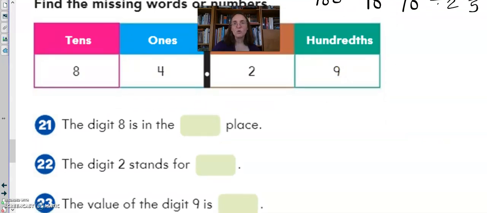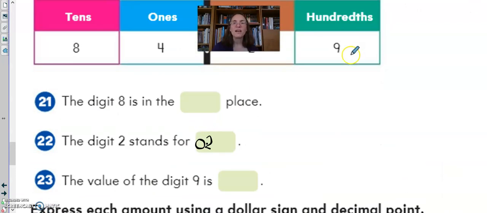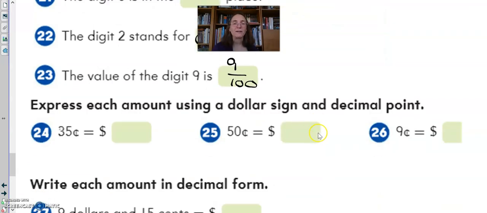So once again, we're using this word form. The digit 8 is in the tens place. I'm just going to say this out loud. The digit 2 stands for 2 tenths, and you could write this as either a fraction or a decimal. The value of the digit 9 is 9 hundredths. I'm going to just throw that on there as a fraction for you. Either way would be fine.